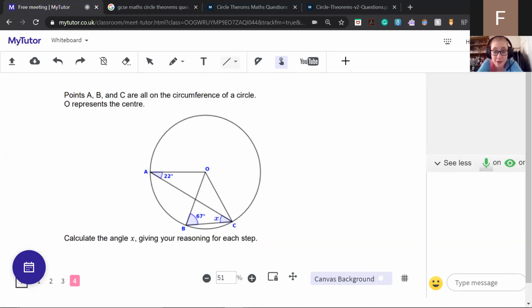Okay, one person's got it right so far. Okay, I'll give you a clue because this is a difficult one. Yeah, so someone's asked a question which is exactly right. So AO, BO, and CO are all radii of the circle. So if they're the same length, think about what that means these triangles are. What type of triangles are they? And what does that mean about the angles?